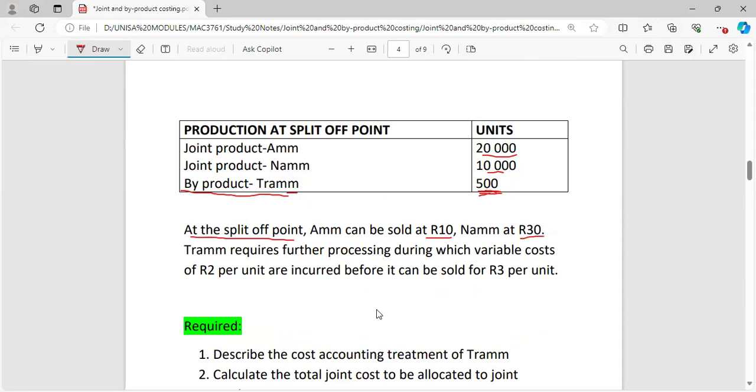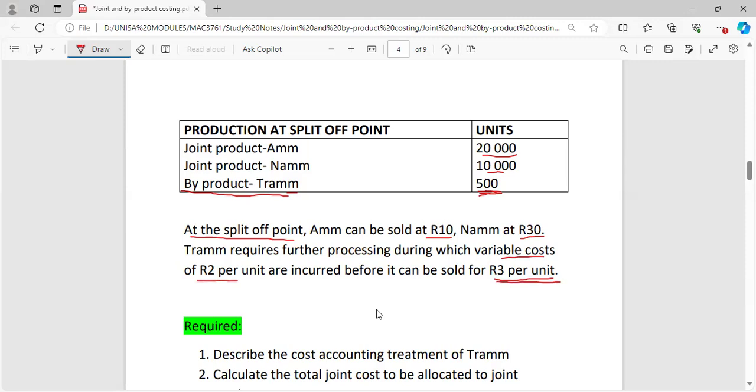Then tram, which is a byproduct, requires further processing, during which variable costs of 2 Rand per unit are incurred before it can be sold for 3 Rand per unit. So tram is going to be further processed for it to be able to be sold. It needs to be first further processed, and the cost of further processing is 2 Rand per unit, and it's going to be sold for 3 Rand per unit.